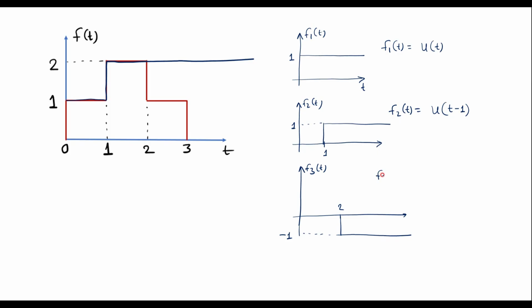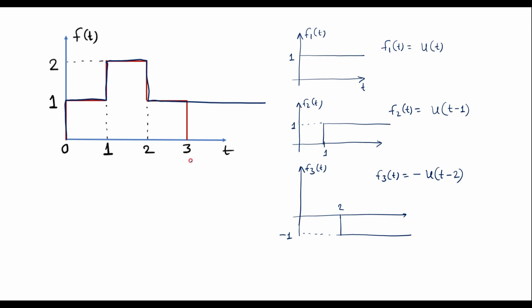So I can write f3 of t is equal to minus, since its magnitude is minus, and it begins at t equal to 2. It means it is a shifted version of the step signal, that is, u of t minus 2. So upon adding f1 of t plus f2 of t plus f3 of t, the resultant signal will be like this, and here it will go down, and this will be continued till infinity. So this is the resultant signal.